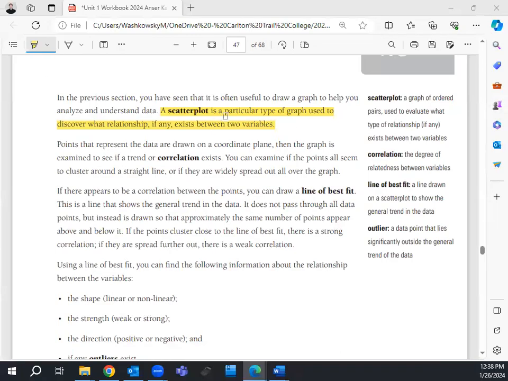So, scatter plots. Sorry, I lost my notes here. Here we go. Points that represent the data are drawn in the coordinate plane, right? That's the plane we've been using the whole time. And then the graph is examined to see if there's a trend or a correlation. Basically, we're looking to see if there's a story being told by this graph.